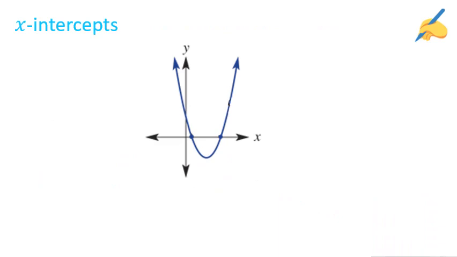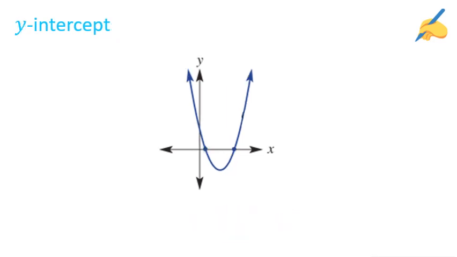To find the x-intercepts using the quadratic formula, remember it gives us two answers. The one with the plus in it, that'll be this intercept up here, and the one with the minus in it, that'll be this intercept here. You'll remember how to find the y-intercept, which is here. To find the y-intercept, we let x equal 0 and then we solve for y.